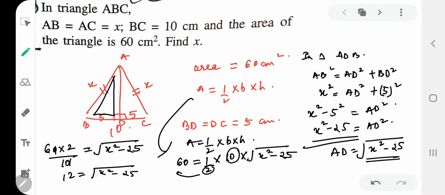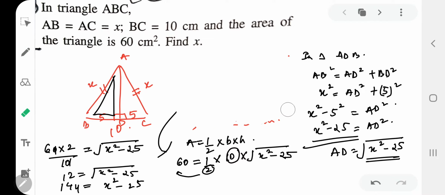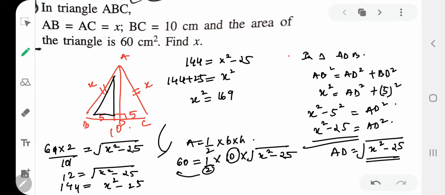If you want to remove this root, you have to square on both sides. So 12 square is 144, and this root will be removed. Shall I erase this part? So I'll have 144 is equal to X square minus 25. X square is equal to 144 plus 25. X square is equal to 169. And X will be equal to root of 169, that is 13. So you had to find X, my dear kids, and you got X. Clear?